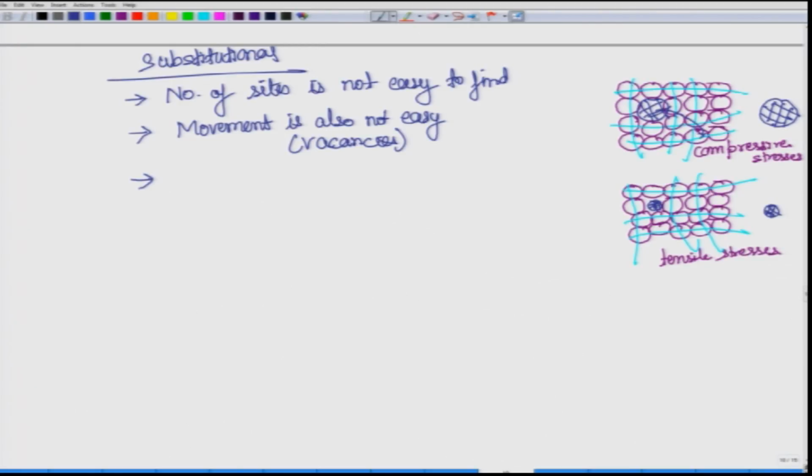The only advantage compared to interstitial is that it is easier to fit. Okay. It is easier to fit, however, there are still compressive and tensile stresses.